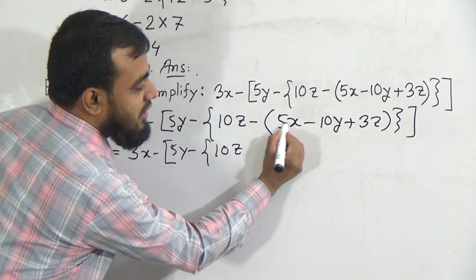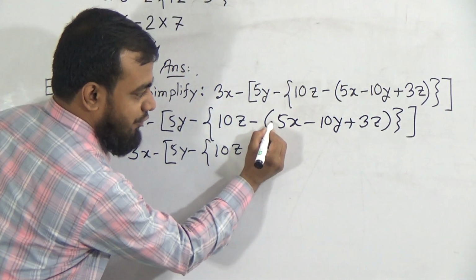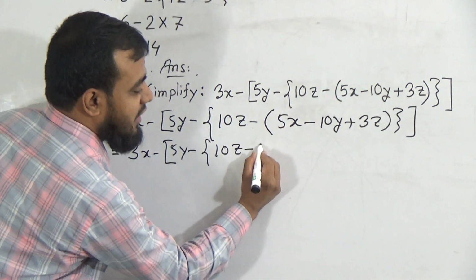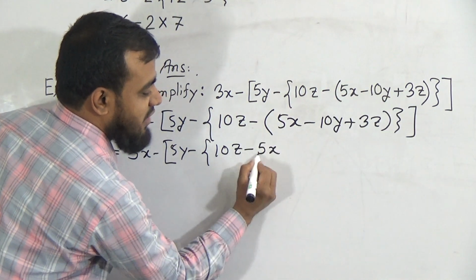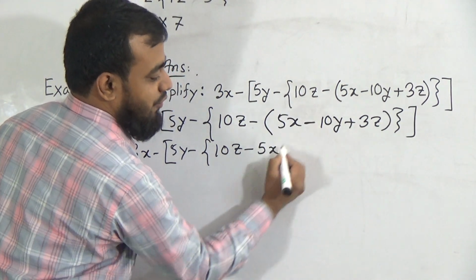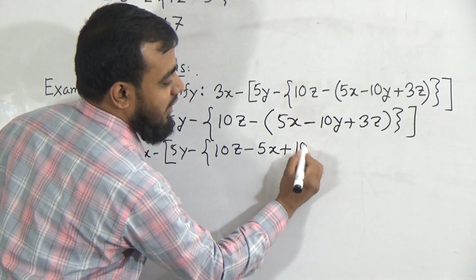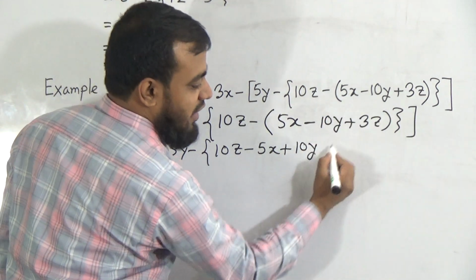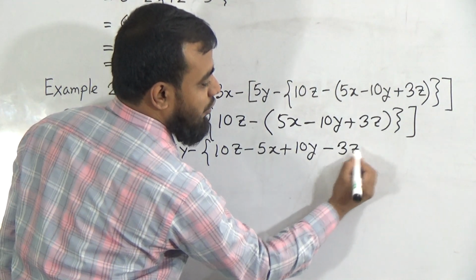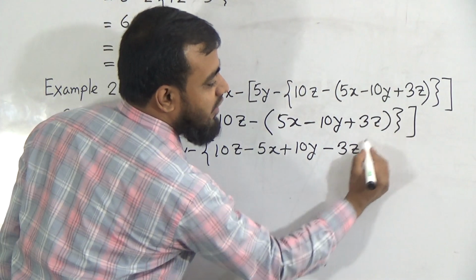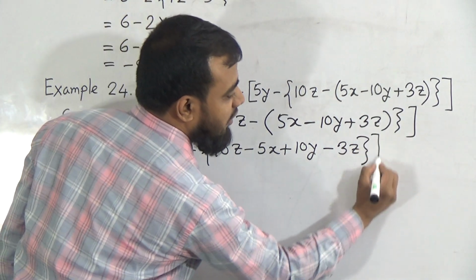So this 5x has a plus sign in front, no sign, that is a plus sign. That means this 5x will take a minus sign. Now 10y had a minus sign before, so 10y will take a plus sign. And thrice z has a plus sign before, so thrice z will take a minus sign. Now we have already omitted the first bracket, so we will give the second bracket only, then the third bracket.